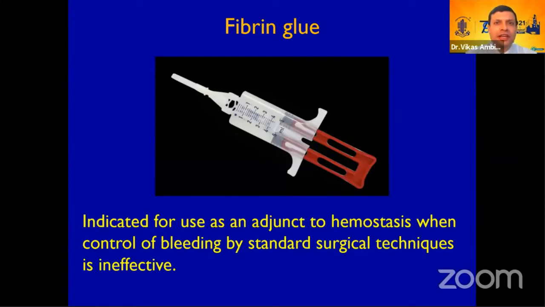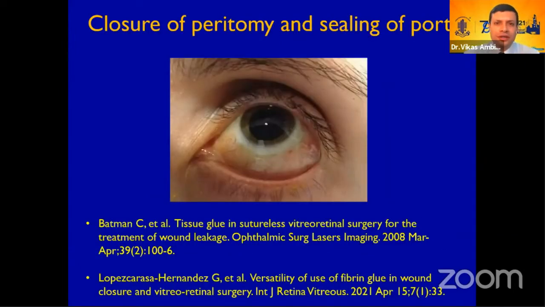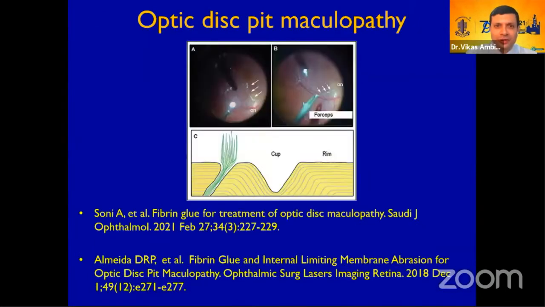Fibrin glue is basically a hemostatic agent which has been approved for use in conditions where we cannot control bleeding with sutures or with pressure. But we've been widely using it in ophthalmology in the anterior segment. In posterior segment surgeries, we've now started using it for closing peritomies after doing an encirclage or scleral buckle implantation. And it tremendously improves the comfort level of the patient after surgery.